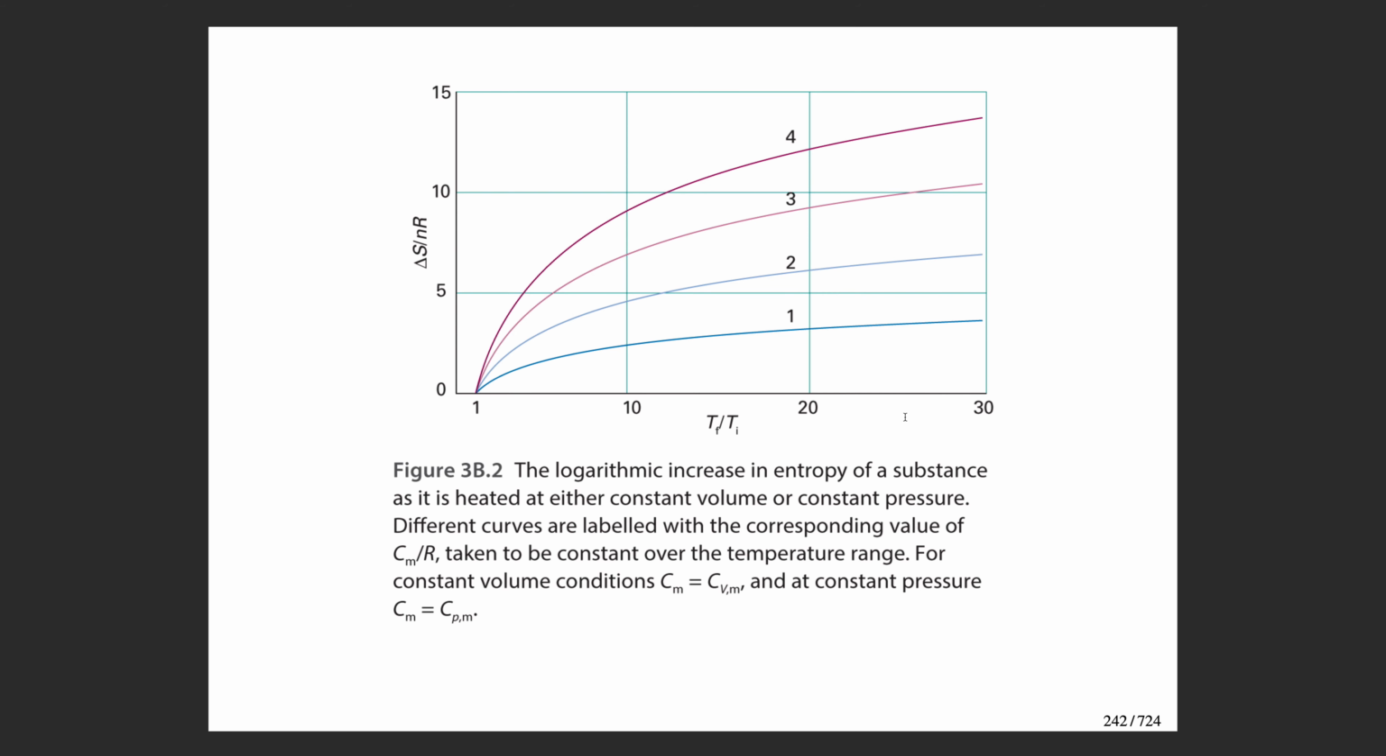So this is a plot of these two formulas. It's a plot of delta S as a function of the ratio Tf over Ti, where it could be either CV or Cp. What you're looking at for the different curves are different values of this heat capacity. And so what you see is the logarithmic increase in delta S as you increase the ratio of the temperature. So the bigger the difference by which you heat the gas, the larger the increase in the entropy.